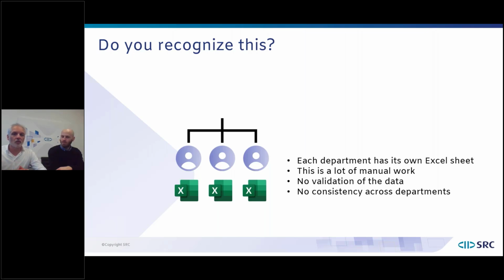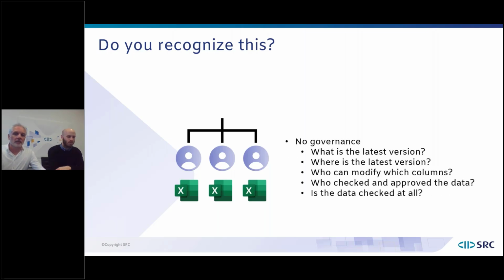And Excel has no real consistent way of validating the data that is entered. And also the definition of your product information is not consistent across departments. So an article description in one department can be completely different in another department. And there's no governance. It's unclear who can change what, what is the latest version, the latest state of your product information. There's no central point where all product information can be found. And there's no easy way to check if whatever information is there is valid, is approved by someone. And sometimes it's not checked at all.